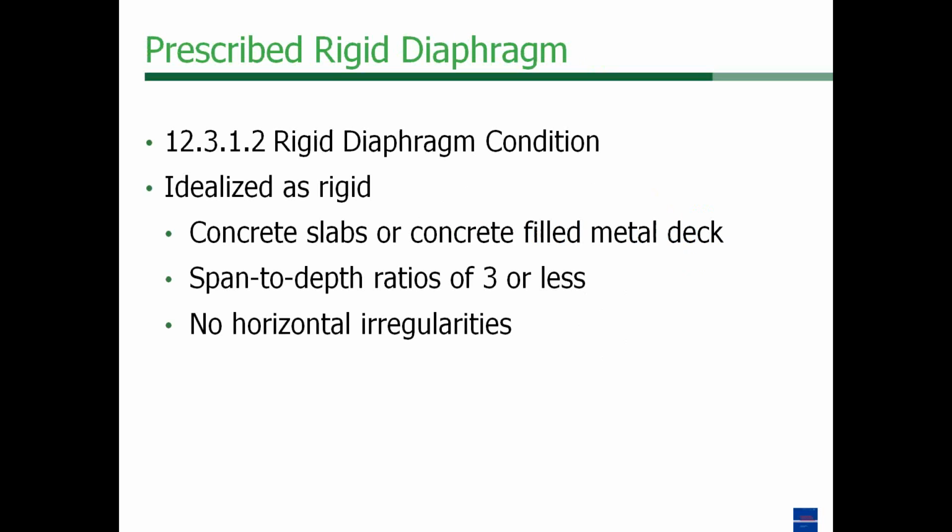And then ASCE 7 also has a prescribed rigid diaphragm condition in 12.3.1.2, and this is really not practically relevant to wood frame construction. So there's not a real clear path for wood diaphragms to be categorized as rigid under ASCE 7. So the pathway for flexible is somewhat blended between a prescribed approach and a calculation approach, and that's why the diaphragm will often be categorized in that semi-rigid category that we talked about.